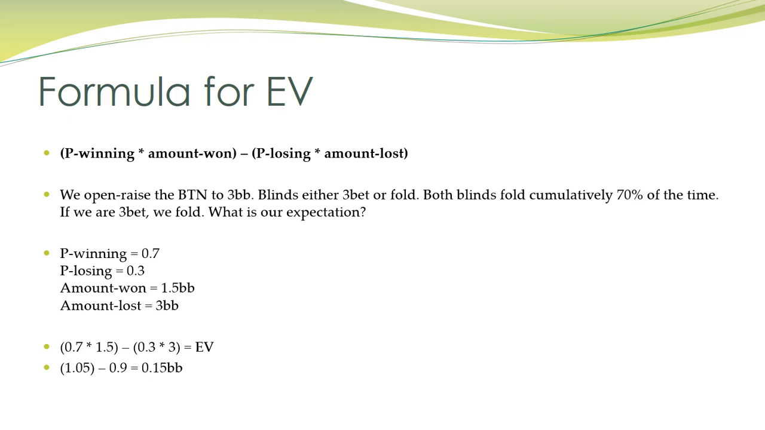So this here illustrates the concept of automatic profit, something we've discussed earlier in the series. This is a situation where we're not taking into account any post-flop expectation, but purely based on our pre-flop expectation, we generate 0.15 big blinds every time we do this.